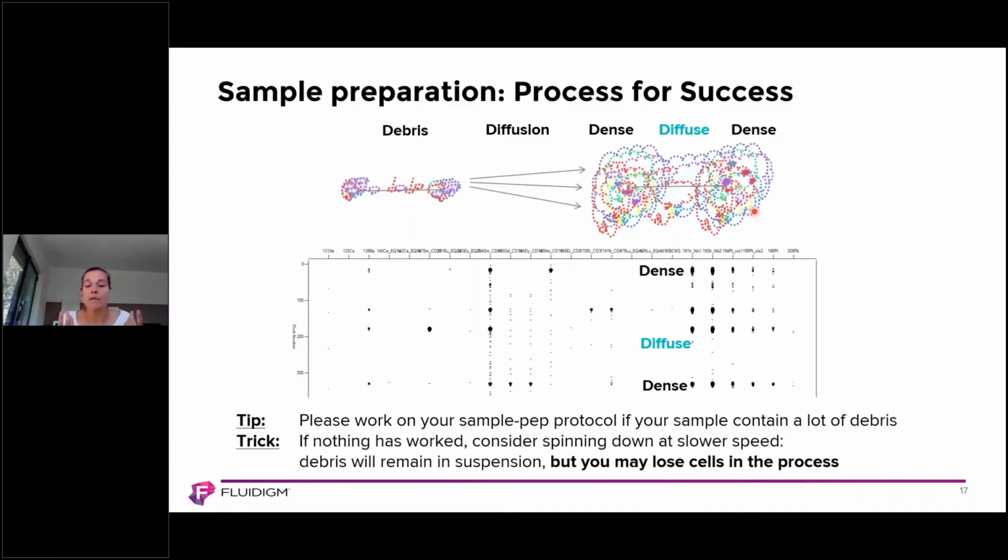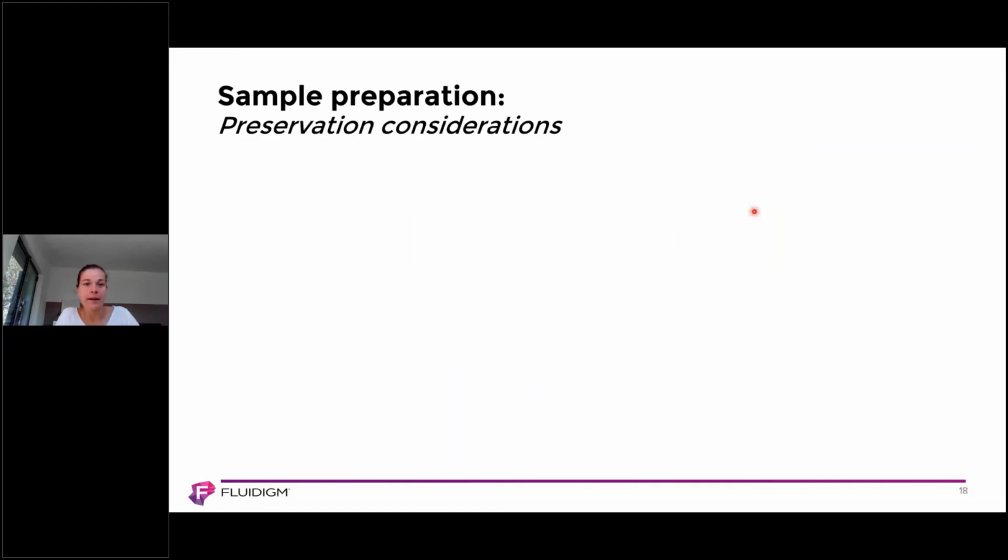And if you have too much debris and you cannot do anything during the preparation, try to spin with a slow speed, so you can, like this, eliminate debris. But be careful, because you will also lose some cells. So yeah, use it if you can't do anything else.